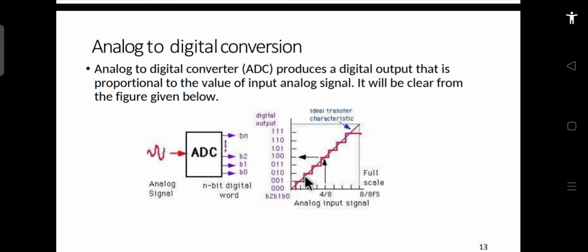If we try to draw the input-output graph, we can see that the analog input values are written on the x-axis, whereas the digital output bits are written on the y-axis. If we consider again the 3-bit ADC, then corresponding to these 3 bits we can have 8 levels, so the output levels will be 2 to the power 3. The maximum input voltage which can be applied here is called the full scale value.